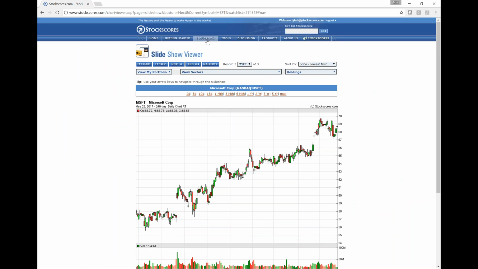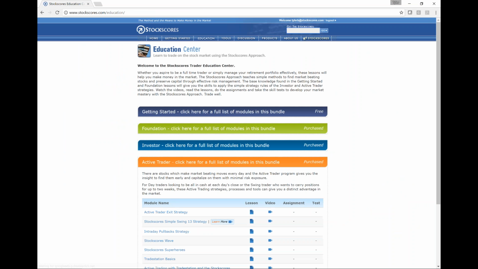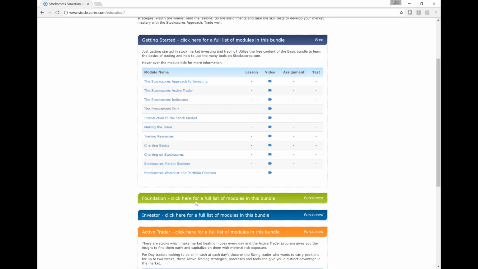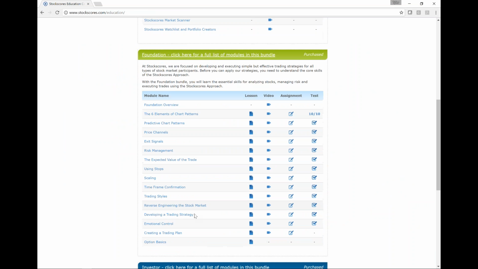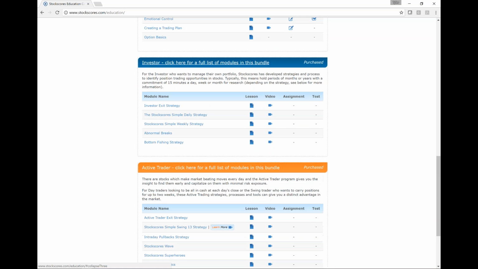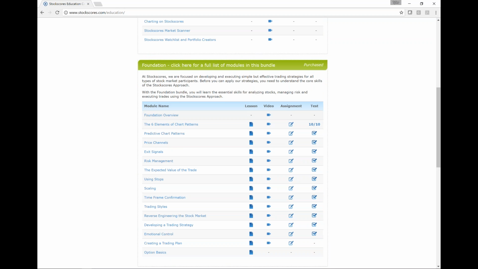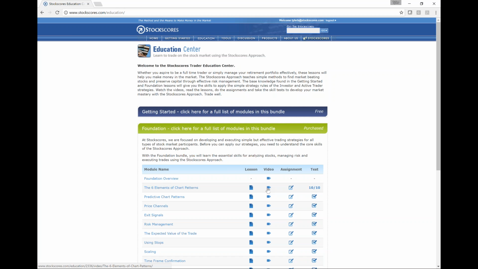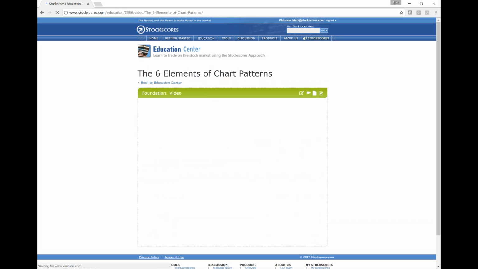If we go back into the Stockscores website and go to Education, you can see here that we have all these modules. So we put all of my lessons online. There are written documents, the written lesson. So here's the 6 elements of chart patterns that we've talked about tonight. There's a long lesson about that. And then we have the video that explains that particular lesson.